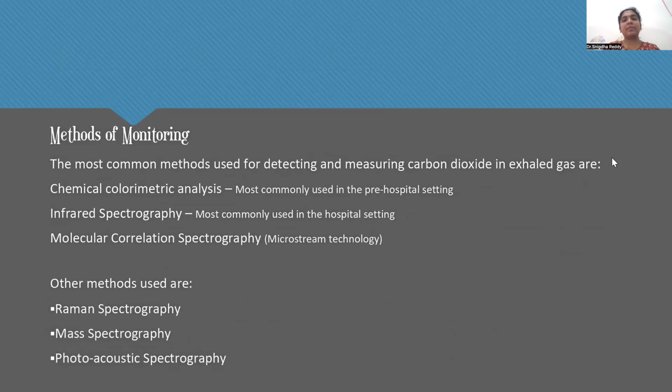There are many methods used for detecting and measuring carbon dioxide in exhaled gas. Mainly, chemical colorimetric analysis is mostly used in the pre-hospital setting. Infrared spectrography is mostly used in the hospital setting. And molecular correlation spectrography is microstream technology. Other methods used are Raman spectrography, mass spectrography, and photoacoustic spectrography.